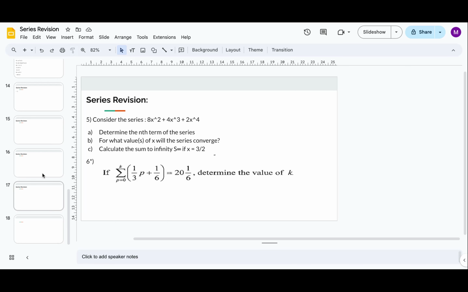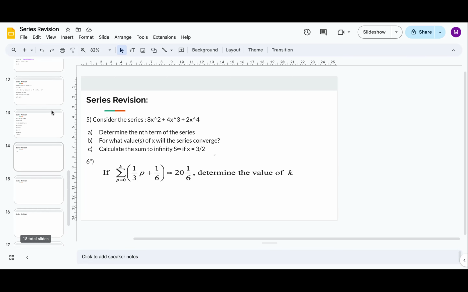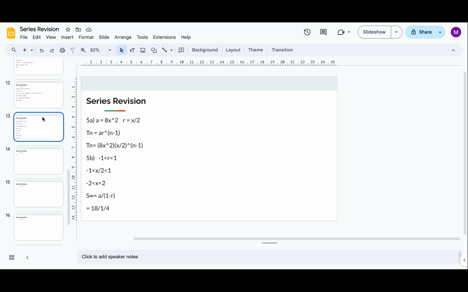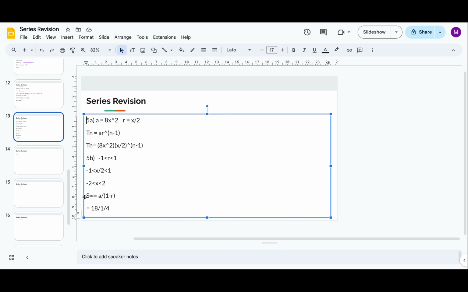Okay, let me just number the questions. 5A, determine the nth term. 5B. This is 5C.